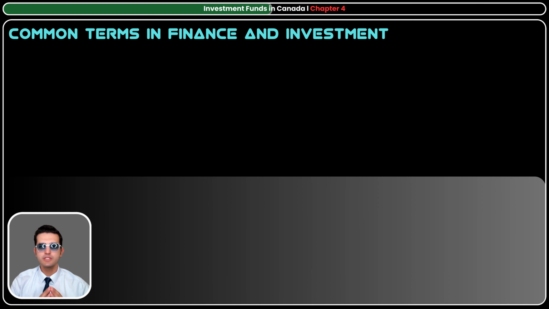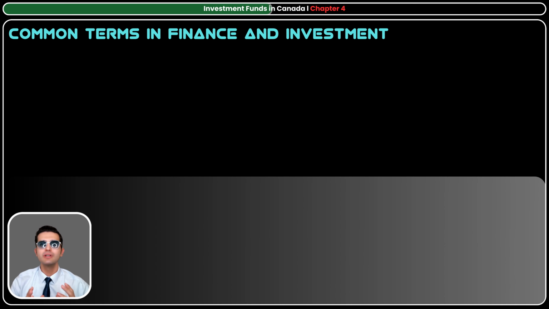Common terms in finance and investment. Let's learn 3 different terms: discretionary income, personal net worth, and risk profile. We're going to use these 3 terms a lot, especially in upcoming chapters. So let's learn them, okay?